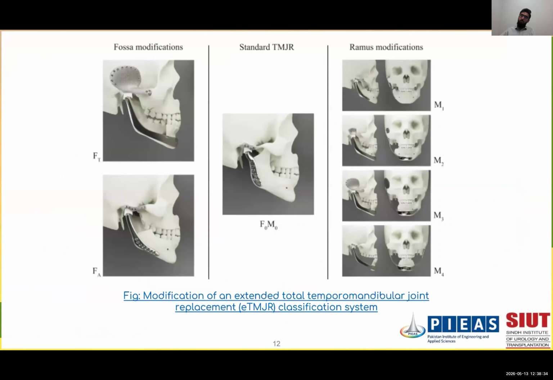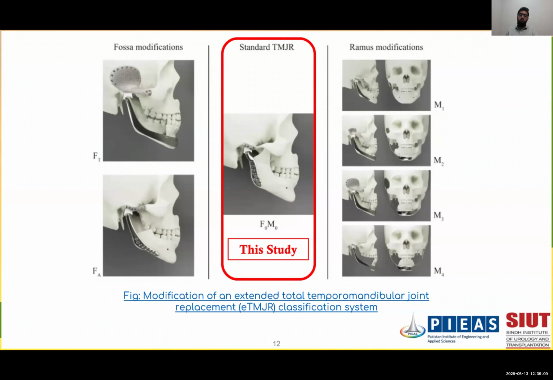A recent study has been published by the British Journal of Oral and Maxillofacial Surgery. They modify the categories of what kind of implant is needed for the patient or for specific anatomy. There are different categories depending on the injury and patient anatomy. For this study we chose the standard category, which is composed of F0 and M0. According to them, F0 is the standard fossa component that is contained within the fossa, while M0 is the standard condyle ramus component that is proximal to the angle of the mandible.